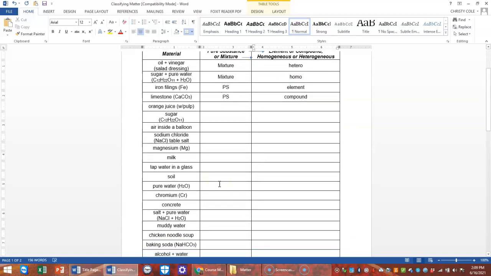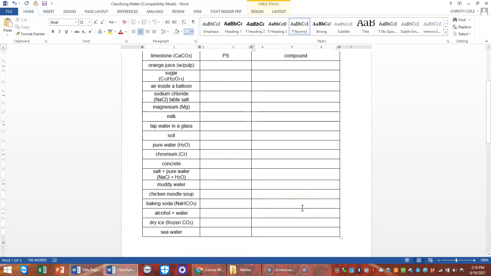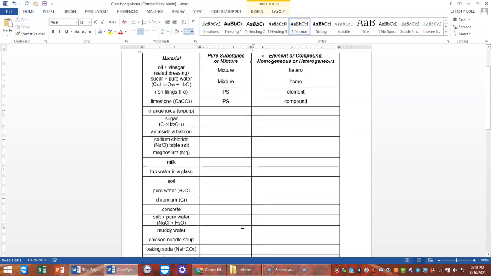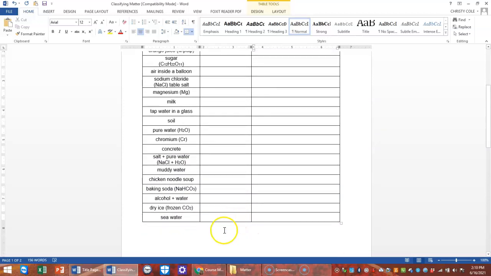So I want you to go through here and fill the rest of these out, just like these examples here. And you may have to go back to your matter flowchart, but also if you go back to the matter PowerPoint, the first one in Canvas, it has a lot of examples in there too. And you can always ask me as well. All right.